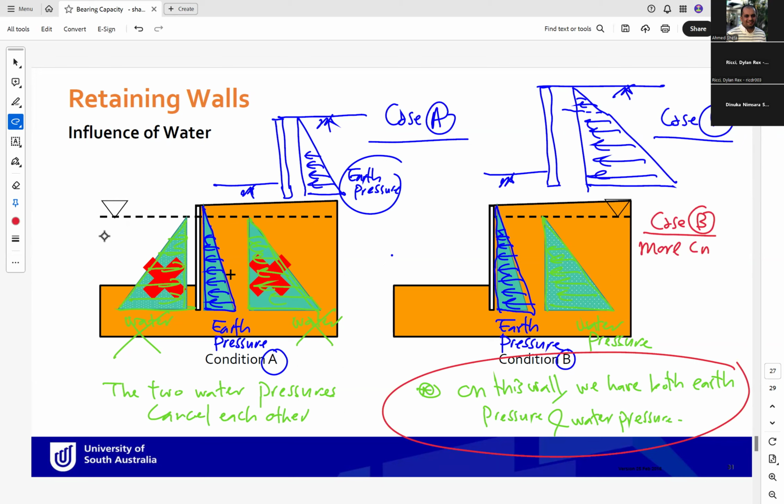This B is more critical because we have earth pressure and water pressure. Right? So this case is more critical. Okay, this might be a question in the final exam, to know what is the influence of the water if it comes only from one side or if it comes from both sides.